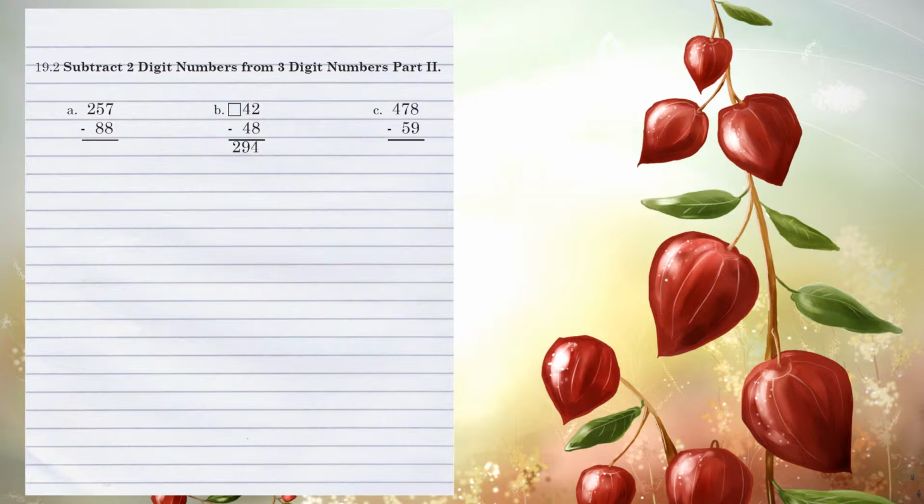Unit 19.2, subtract 2-digit numbers from 3-digit numbers, Part 2. Example B. We look in our ones position, we have 2 minus 8 does not equal 4. So therefore we know that we had to borrow at some point. So we had to borrow from the 4, make it a 3, to make that a 12. 12 minus 8 is 4.